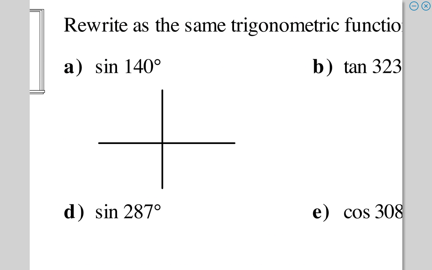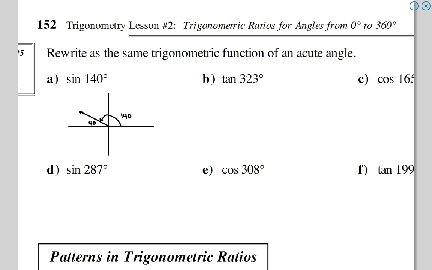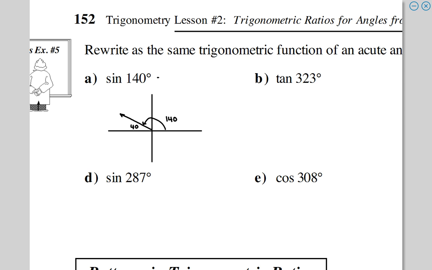And let's do 140. Where's 140 going to live? Second quad. It'll be what, like 40? What's the reference angle for that one? 40. So there's 40, and here is 140. So sine 140 would be the same as sine 40.